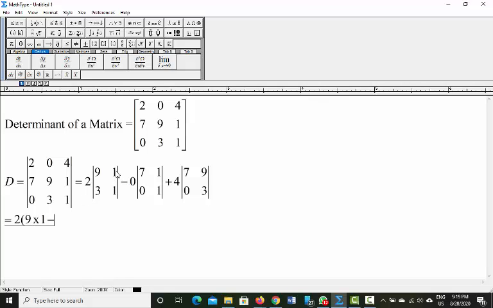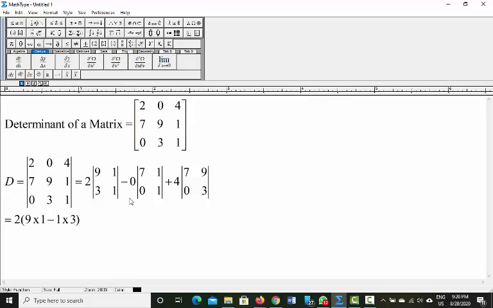Now we will multiply the left diagonal elements. That means we will multiply this 1 with this 3. So 1 multiplied by 3, bracket close. In the exam you don't need to write this step. You can just multiply and write it directly. Since you are doing it for the first time, that's why I am showing you.